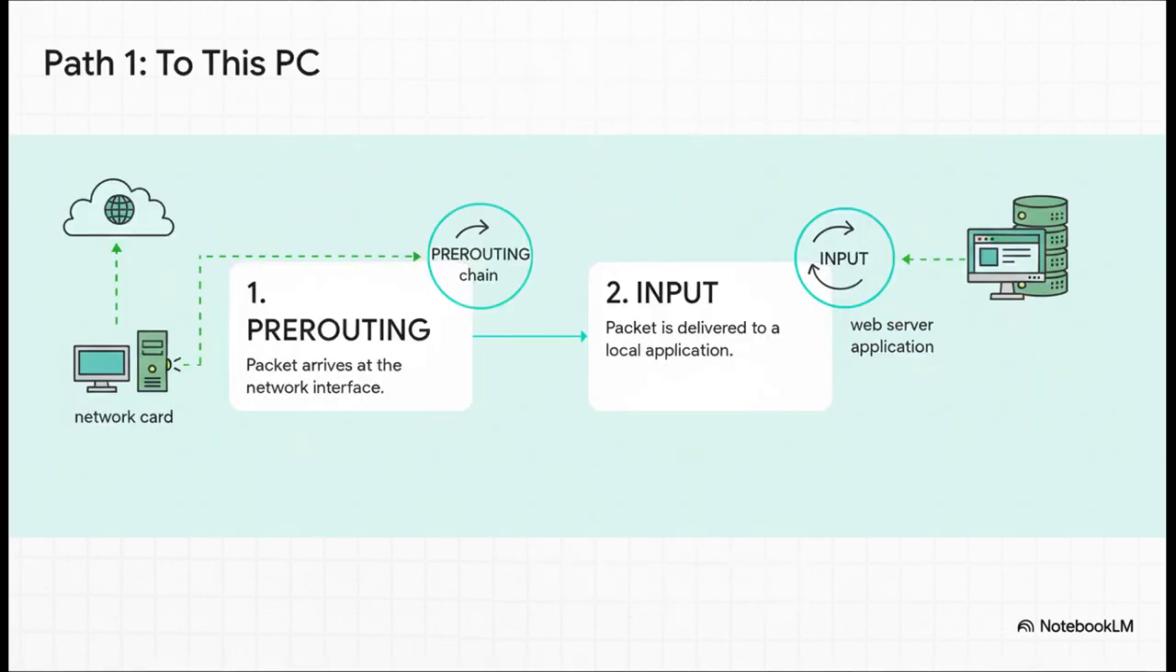So first up, let's imagine a packet coming from the internet, heading for a web server running on this very machine. It shows up at the network card and bam, it hits the pre-routing chain. The kernel looks at it and says, hey, this is for us. So it sends it straight to the input chain. From there, it's finally handed off to the web server. Nice and simple, a 2-step journey.